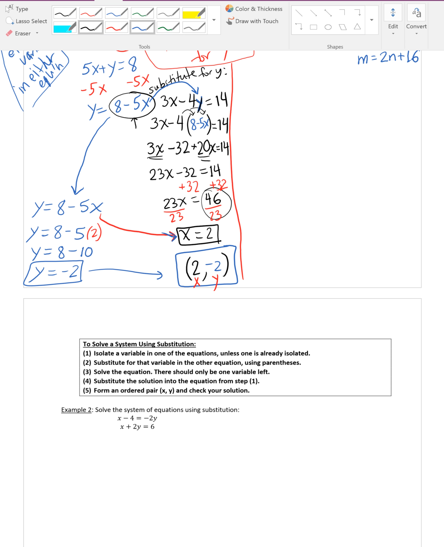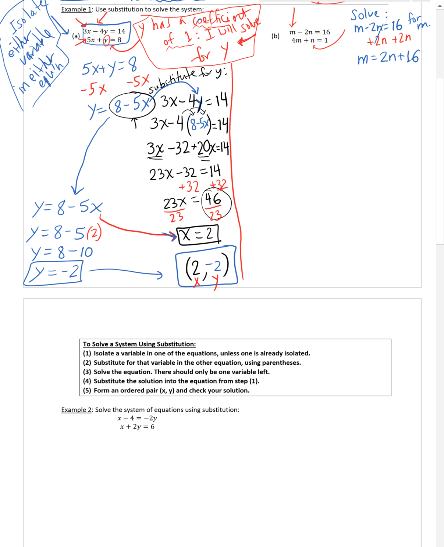Okay, now that we have one of the variables isolated, I'm going to ask which equation I have not used yet, and substitute into the other equation. I used the top one to solve for m, so now I'm going to focus on the bottom one, 4m plus n equals 1. Now that I know what m is equal to in terms of n, I'm going to replace m in the second equation. Because m is equal to 2n plus 16, I should be able to replace m with that quantity.